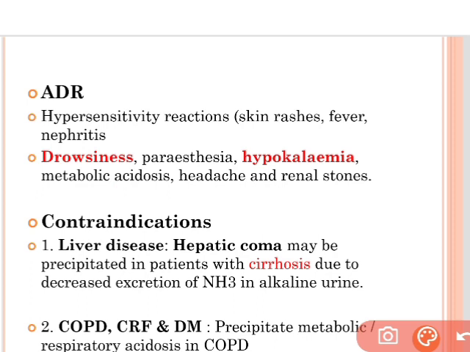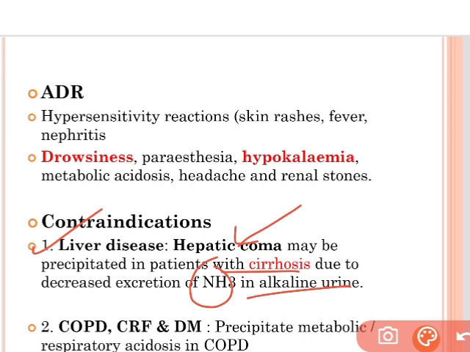Then it is contraindicated. Where is it contraindicated? In liver disease, because hepatic coma may be precipitated in patients with cirrhosis, due to decreased excretion of NH3, that is ammonia, in alkaline urine. In alkaline urine, there is decreased excretion of ammonia, so there is a chance of hepatic coma. So it is contraindicated in liver disease.